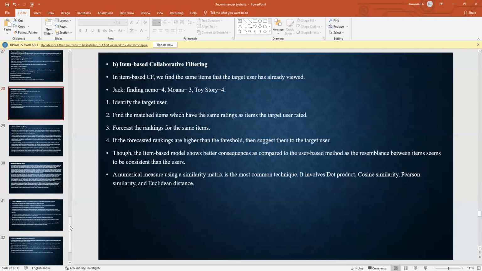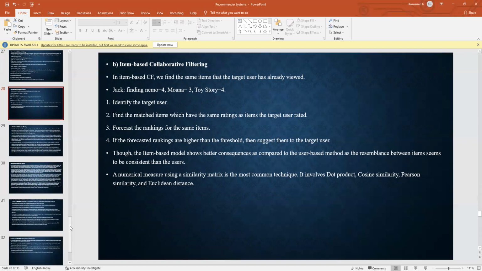Next, item-based collaborative filtering. In item-based collaborative filtering, we find items similar to those the target user has already viewed. Jack: Finding Nemo 4, Moana 3, Toy Story 4. Identify the target user. Find the matched items which have the same ratings as the items the target user rated. Forecast the rankings for the similar item. If the forecasted rankings are higher than the threshold, then suggest them to the target user.